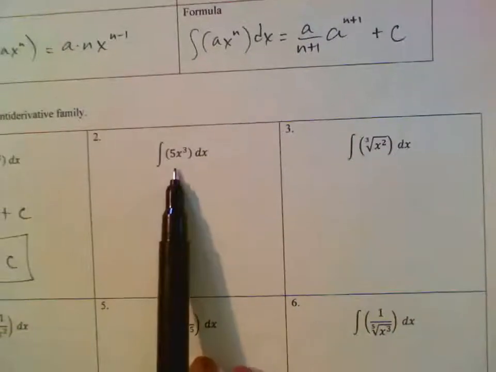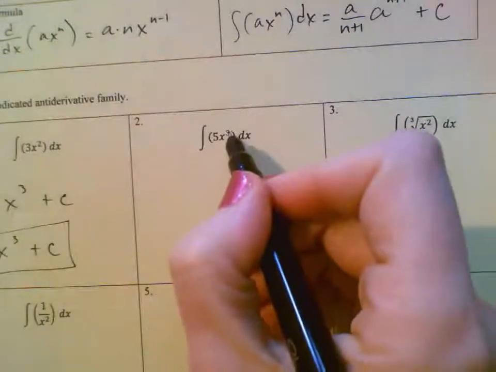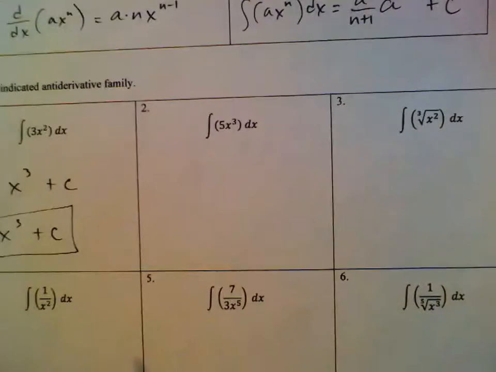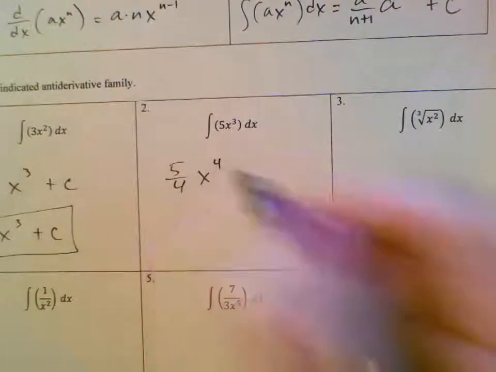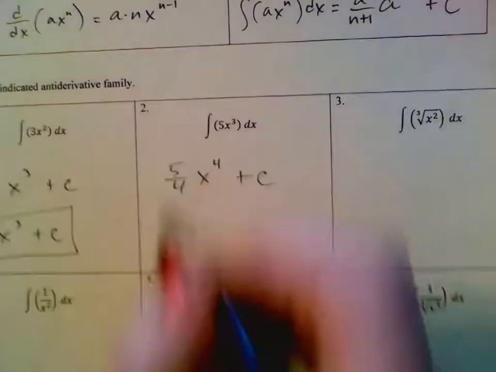All right, now this here, they're asking for the antiderivative of 5x to the 3rd. So I'm adding 1 to 3. That is 4. So it would be 5/4 x to the 4th plus c. Okay, and there's nothing to simplify.